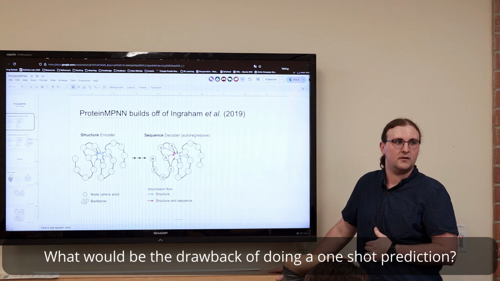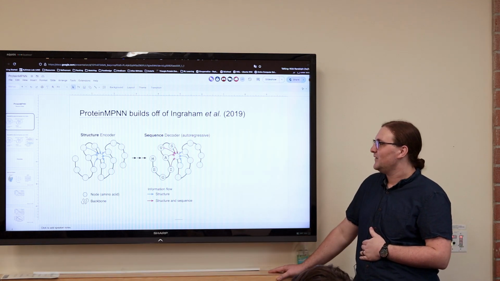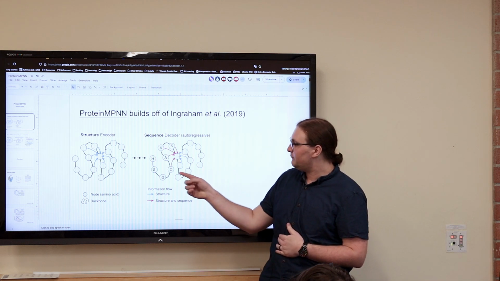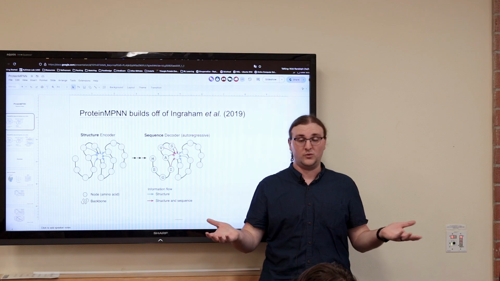What would be the drawback of doing a one-shot prediction? Yeah, that's a good question. So rather than making a prediction based on the previous ones, you can make a prediction of the whole sequence all at once.